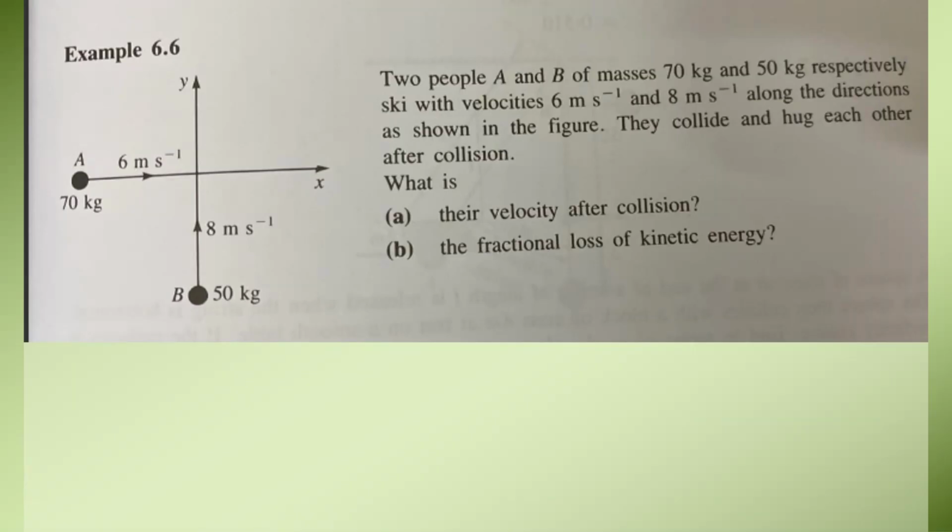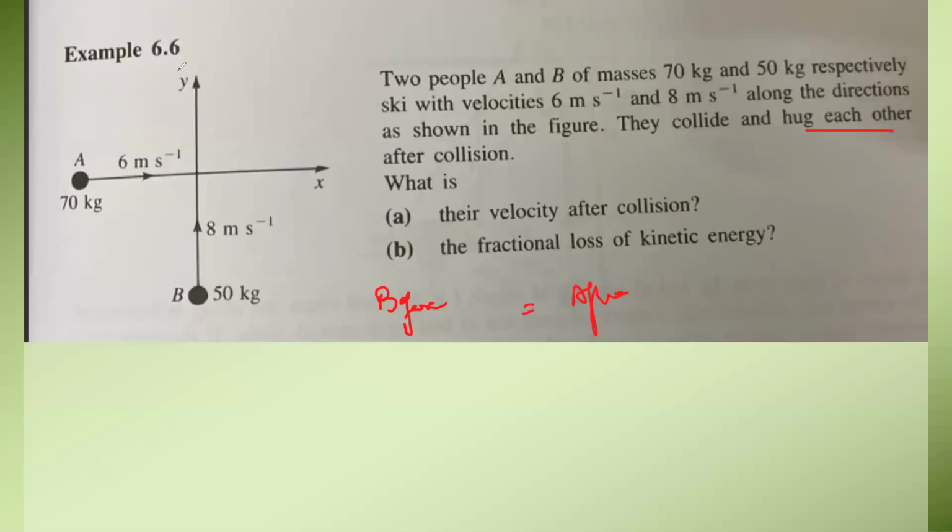So here, as I mentioned, they hug each other. It means they will have the same velocity. And then the second part is, what is the fraction loss in the kinetic energy? So we'll use the conservation of momentum. The total momentum before should be equal to the total momentum after. So if I draw a vector diagram, because vectors are given, the sum of the momentum before must be equal to the sum of the momentum after.